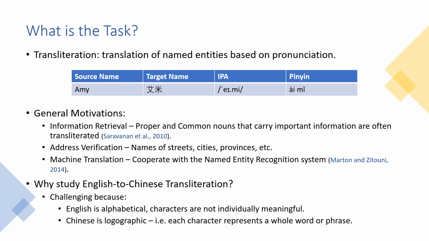In the Amy example, we can see that the character A has a pronunciation A, which corresponds to a target logogram I, and the subsequent MY has a pronunciation Me, which corresponds to a target logogram Me. So each target Chinese character has a concrete, independent pronunciation, while this is not the case for English characters.